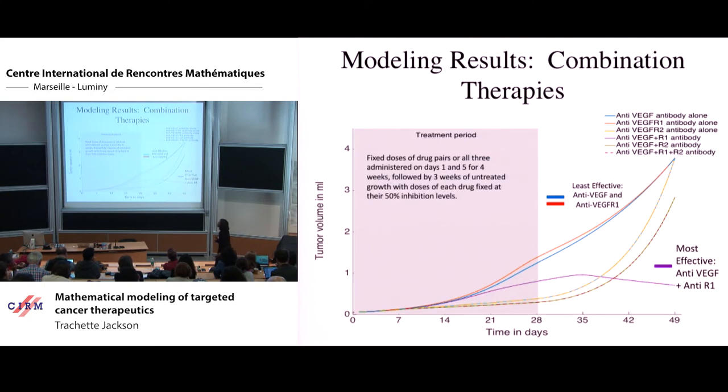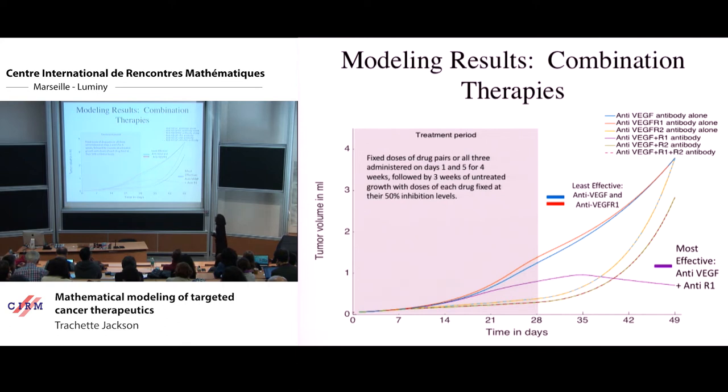So then, of course, we wanted to look at combination therapies. So what if we give these drugs in combination? So again, same treatment window of 4 weeks on, 3 weeks off. But this time we're going to give the drugs either alone or in combination with each other or all three at the same time. So I just want to point you to a couple of these curves. We see that the things that do the worst, the least effective combinations, are if you give the ligand trap, which is the blue, and the drug that blocks the tumor cells. Both of those seem to do the worst. You get the largest tumor for the longest time.